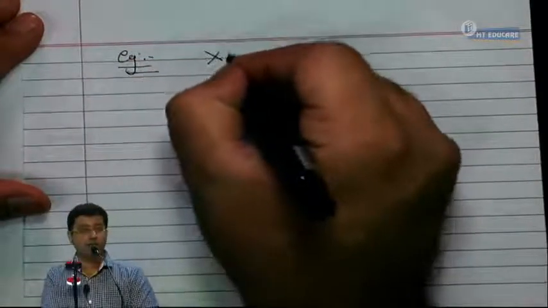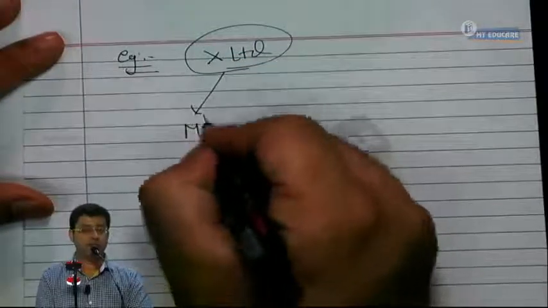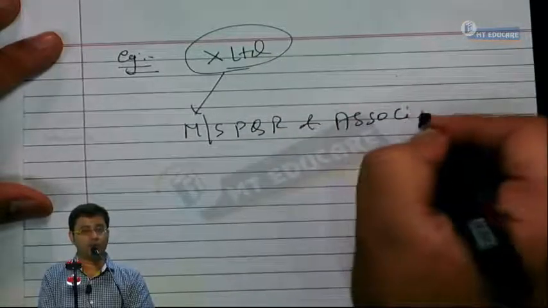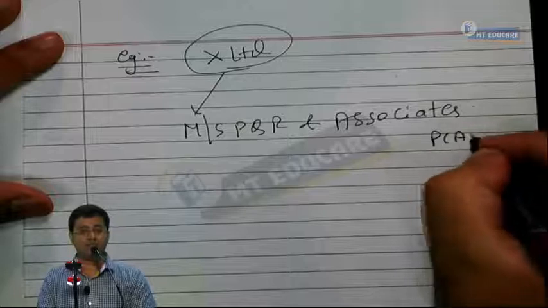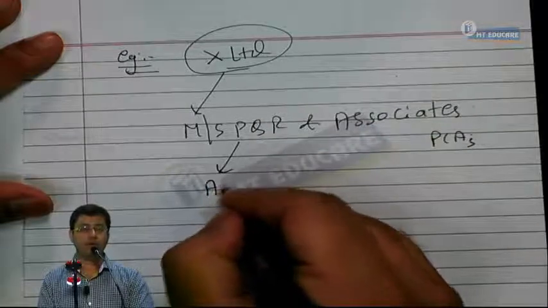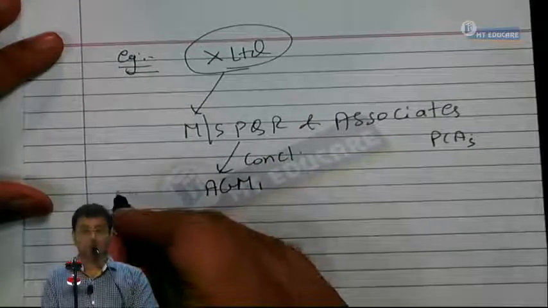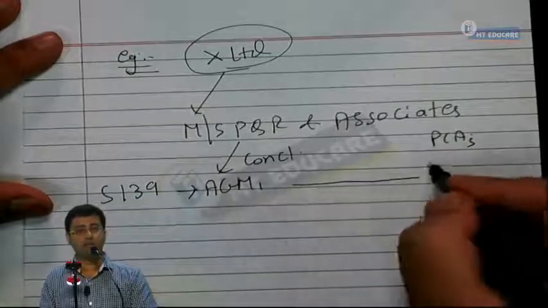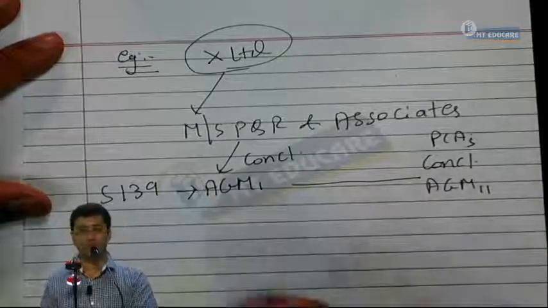Suppose X Limited is a company where Messrs. P, Q, R and Associates were appointed as auditors. This P, Q, R and Associates are practicing CAs who were appointed as auditors. And they were validly appointed at the first AGM, AGM 1, conclusion of first AGM. Now, the provision of company law section number 139 says that their tenure will continue till the conclusion of 11th AGM. You should write this always in exam.